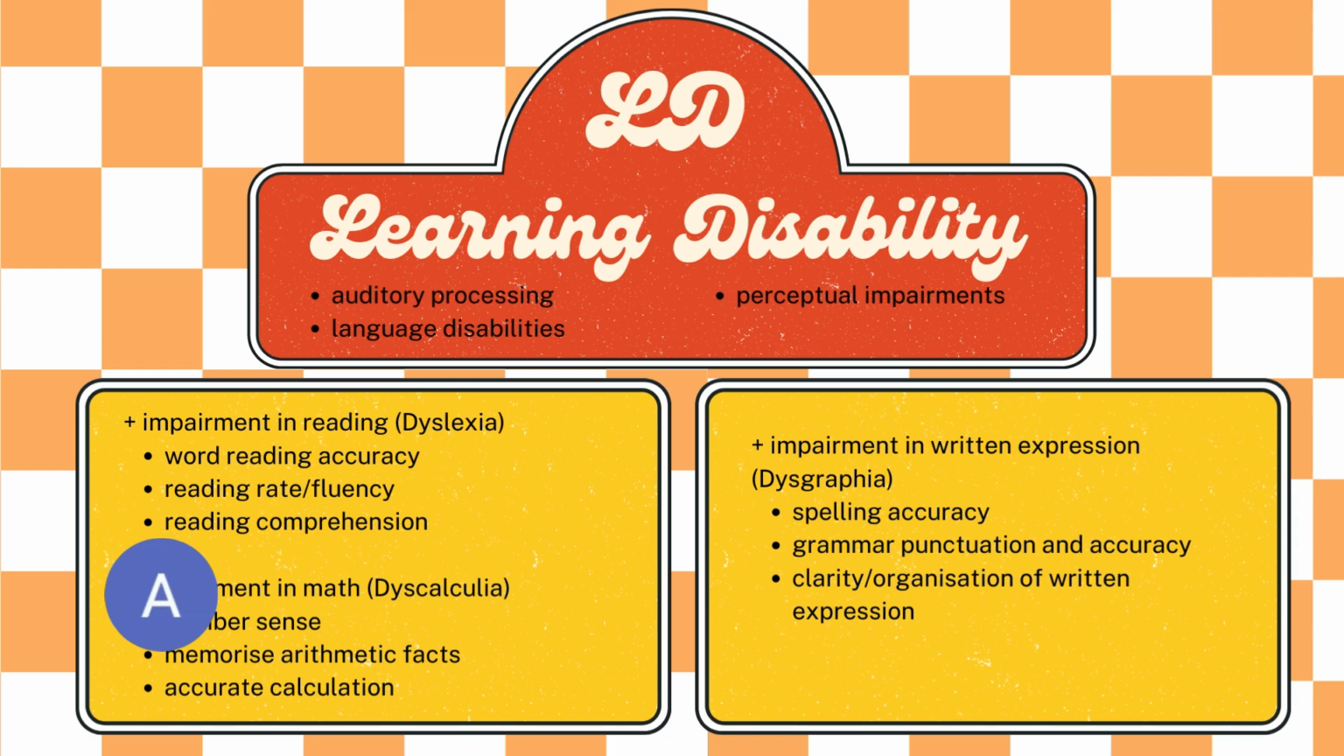So it usually encompasses auditory processing, language disability, and also perceptual impairment. Again, DSM-5 mentioned that learning difficulty often comes with impairment in reading, impairment in mathematical reasoning, or impairment in written expression. So these three different impairments often accompany difficulty in learning.